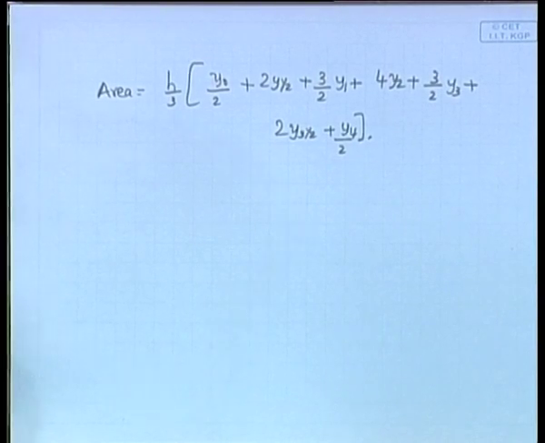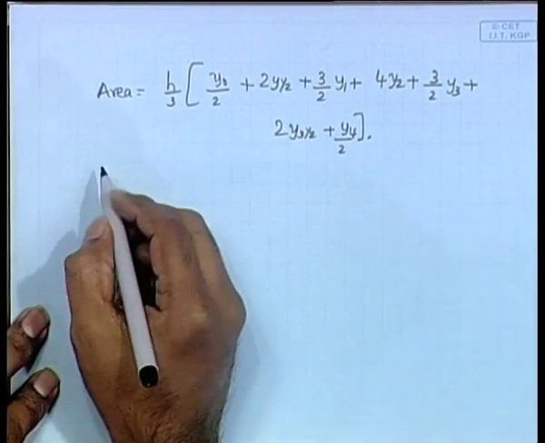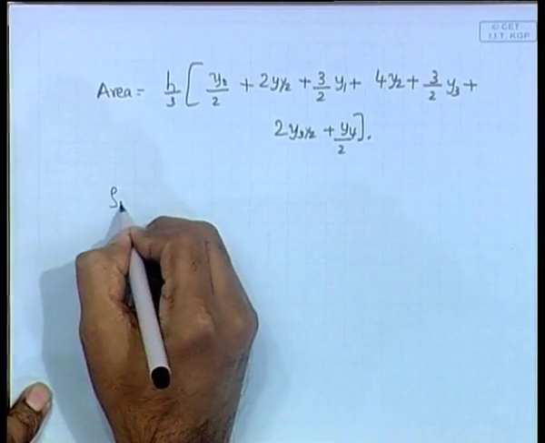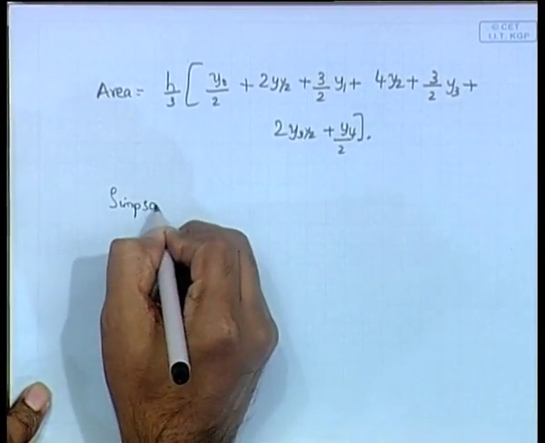Then, as I told you, there is something known as Simpson's second rule, that also we will just mention. But if you are having an even number of ordinates, you can apply the trapezoidal rule straight away. It's not wrong, it's okay, but you have to know this Simpson's second rule.